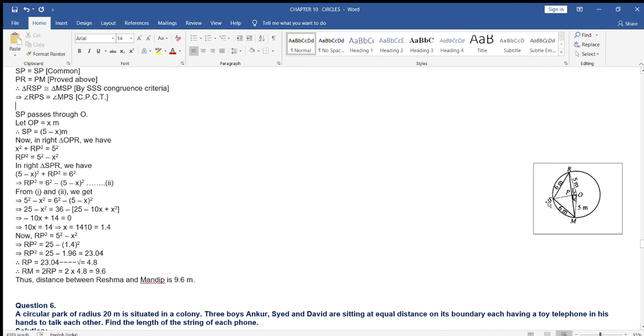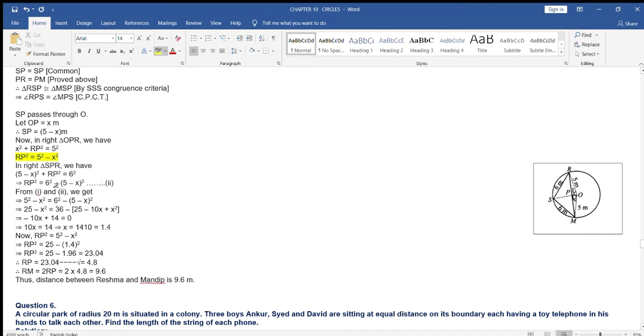Another one, in triangle SPR, this angle is also 90 now. So in this triangle also, 6 is the hypotenuse. So 6 square is equal to SP, that is 5 minus X square, plus RP square. So from both equations we are finding the value of RP square. From both triangles, PRS and PRO, we have found the value of RP.